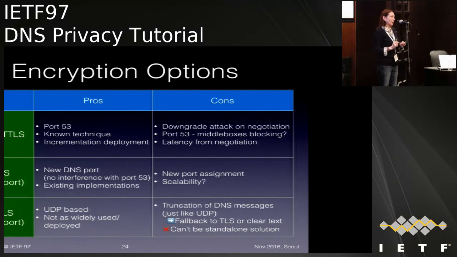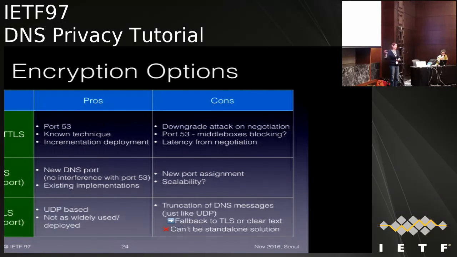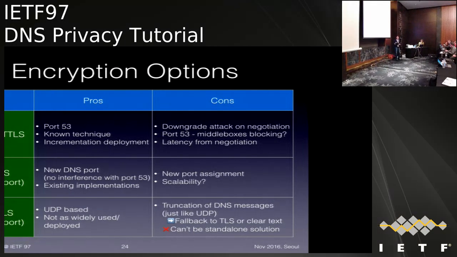If the response won't fit in the packet, the server cannot send the whole response and it has to request the client to retry over another mechanism. When you're dealing with privacy, that means if you want to maintain privacy, you have to use another protocol like TLS, or you have to completely sacrifice your privacy and retry over clear text. So the upshot of that was that DTLS couldn't be a standalone solution to DNS privacy. You had to do DNS over TLS regardless if you wanted a deployable solution.